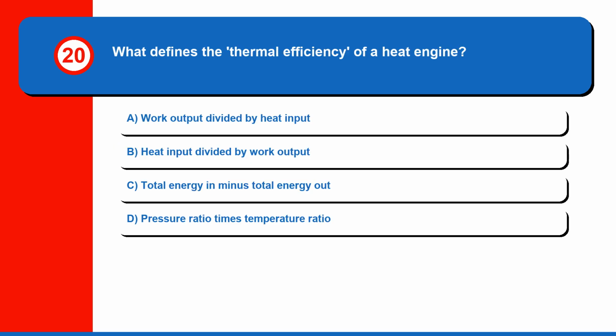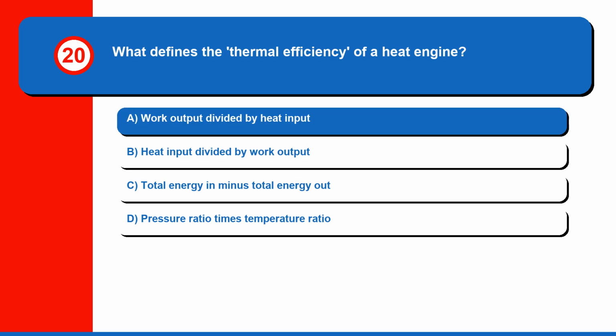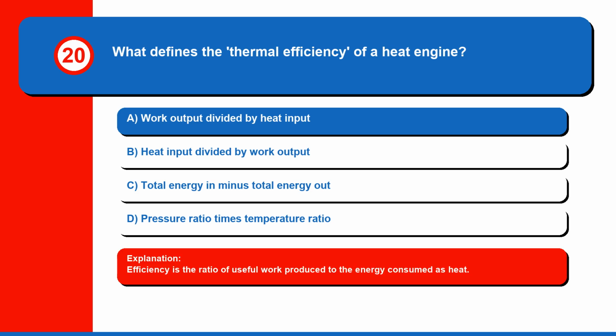Question 20. What defines the thermal efficiency of a heat engine? A. Work output divided by heat input. B. Heat input divided by work output. C. Total energy in minus total energy out. Or D. Pressure ratio times temperature ratio. The correct answer is A. Work output divided by heat input. Efficiency is the ratio of useful work produced to the energy consumed as heat.